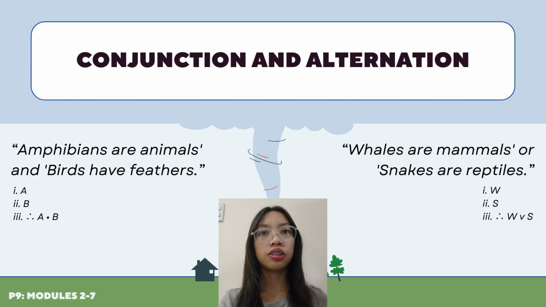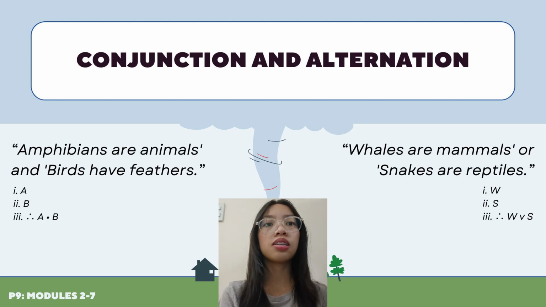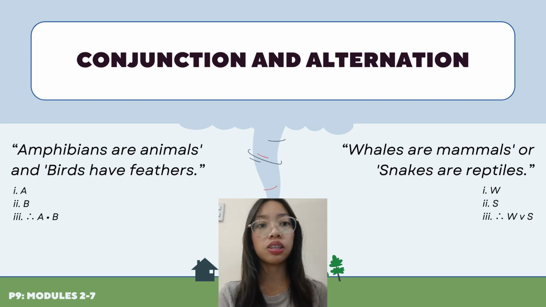Now let's look at alternation, where two statements form an either-or relationship. For example, with whales are mammals or snakes are reptiles. Represented with W for whales and S for snakes, it becomes represented as so, with the logic leading to the logical conclusion that therefore either whales are mammals or snakes are reptiles. Alternation remains true as long as at least one of the statements is true. However, unlike conjunctions, we cannot infer any one of the statements alone from an alternation.